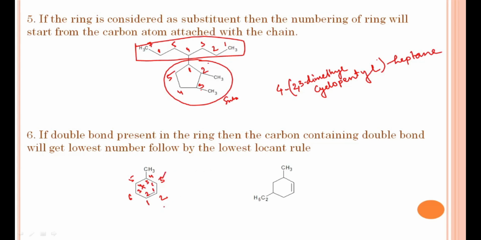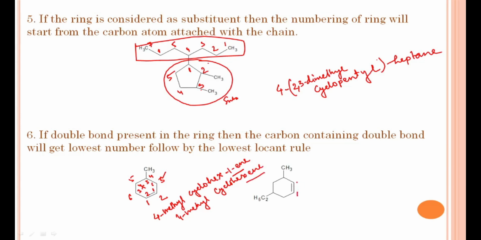So what will be the name for this? It will be 4-methylcyclohex-1-ene. As the double bond is present in the first position, by default we can omit it. So that will be 4-methylcyclohexene.